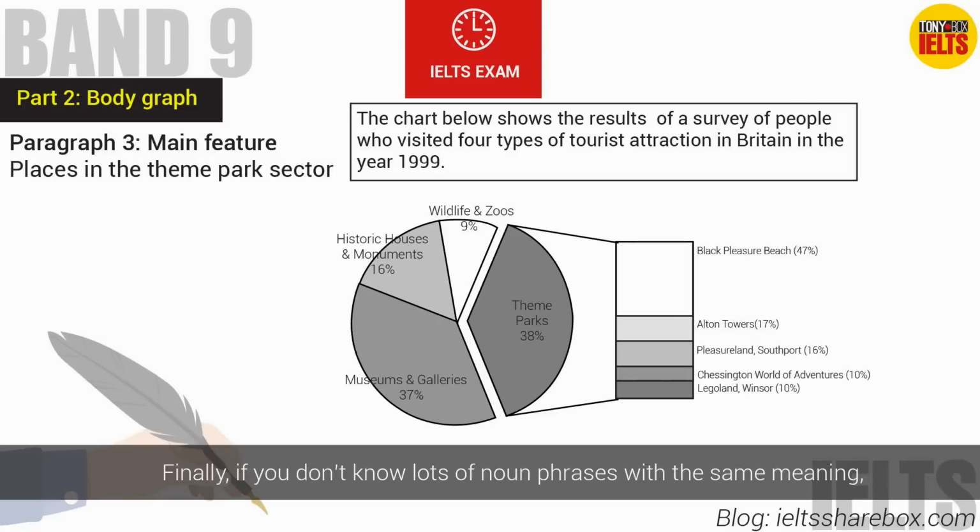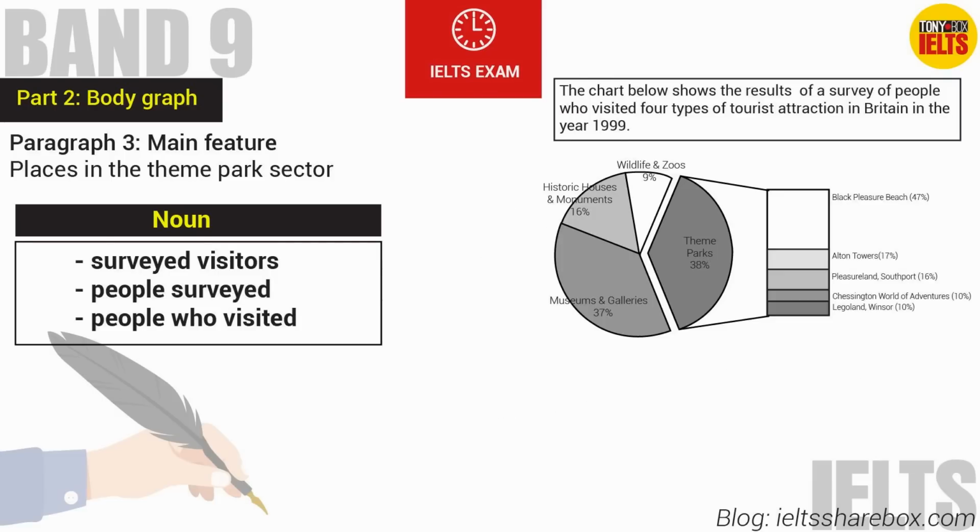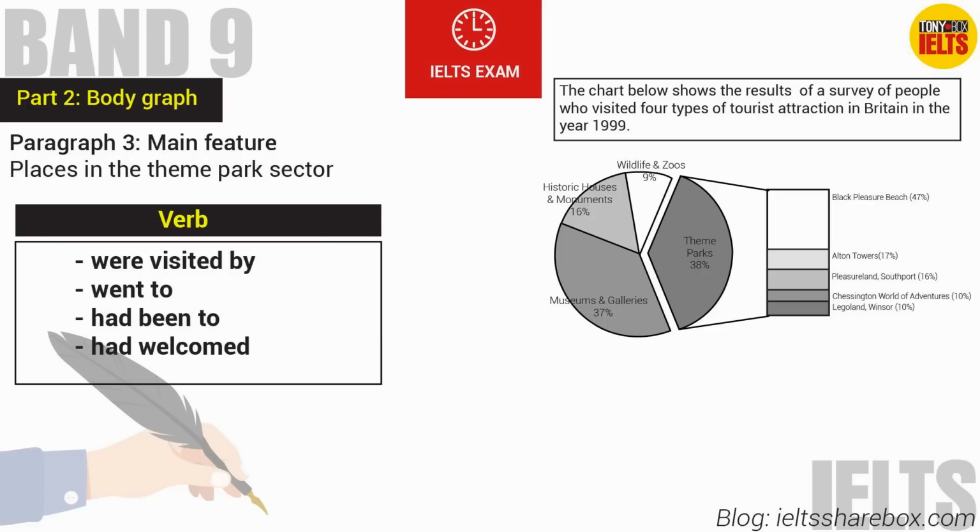Finally, if you don't know lots of noun phrases with the same meaning, remember to use verbs instead. For the word visitors, here are some phrases and verbs I use in this essay. Noun: surveyed visitors. Verb: were visited by. People surveyed. Went to. People who visited had been to. Had welcomed.